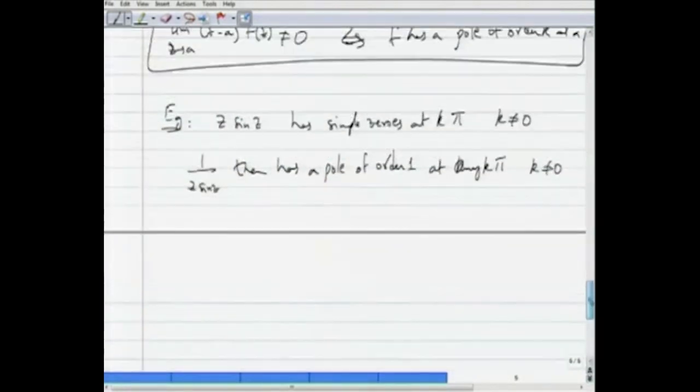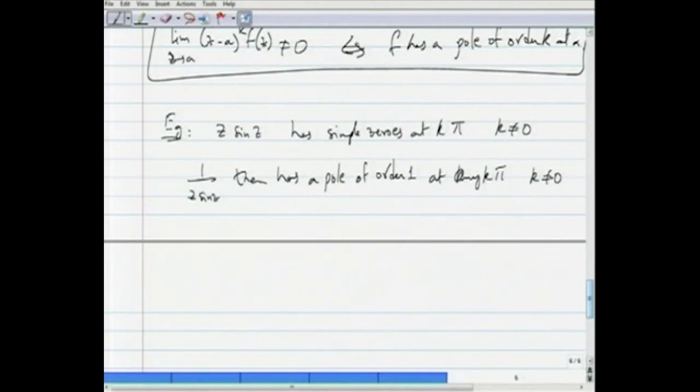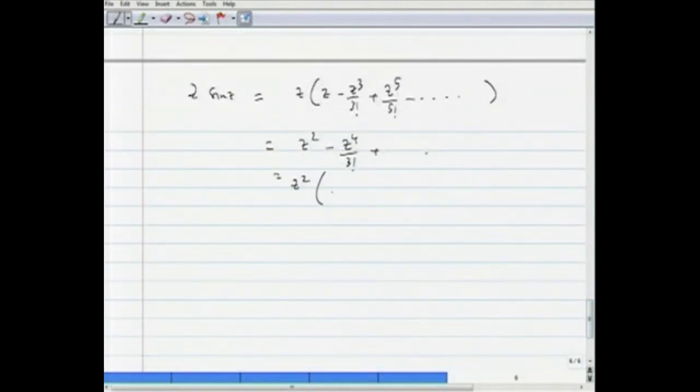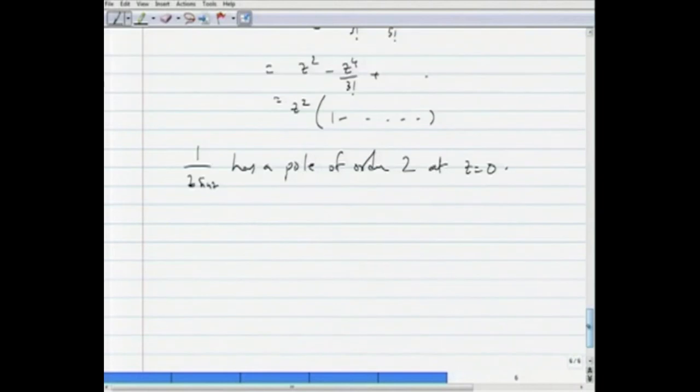If k is equal to 0, you are looking at z equals 0, then z is 0 and sin z is 0 as well. So, z sin z has a 0 of order 2 at z equals 0. That can also be inferred from the Taylor's expansion of sin z. This is equal to z times (z minus z cube by 3 factorial plus z power 5 by 5 factorial, etcetera). That is the Taylor's expansion for sin z. This is equal to z squared minus z power 4 by 3 factorial, etcetera. So, you can factor out a z squared, 1 minus etcetera. So, z sin z has a 0 of order 2 at 0. Then 1 by z sin z has a pole of order 2 there. So, it is a simple minded example of a pole.